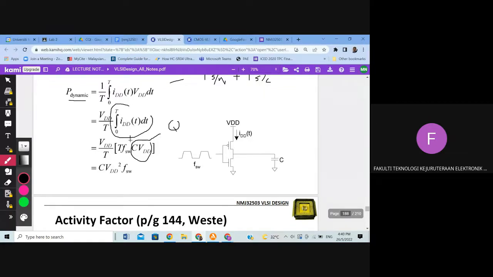With all of this, you can cancel them off. And then you can also multiply VDD with the other VDD, get VDD power of 2, multiply with F switching, and then C at the front. So finally, we get P dynamic is equal to C VDD square F switching. C VDD square F switching.